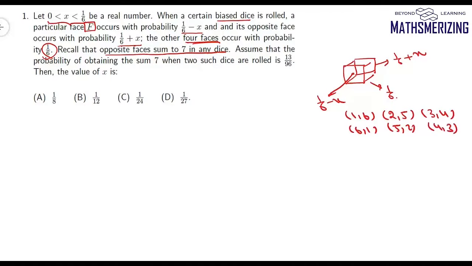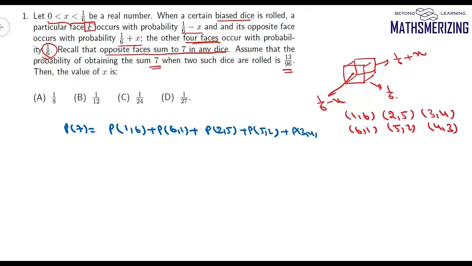Now it says if the probability of getting the sum 7 is 13 by 96, we need to find the value of x. Now we need to find the probability of getting the sum 7. So the probability of getting the sum 7 is when we get either 1 6 or 6 1 or 2 5 or 5 2 or 3 4 or 4 3.